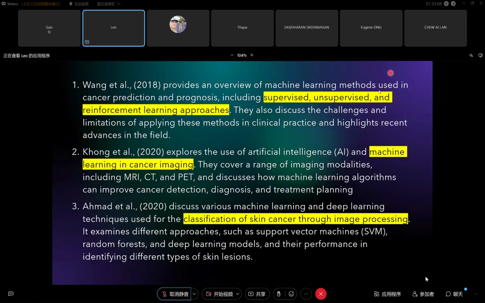So these are some examples of papers that have been proposed to use machine learning in medical studies, particularly in cancers. One provides an overview of machine learning used in cancer prediction and prognosis, and another explores the use of artificial intelligence and machine learning in cancer imaging. And last but not least, related to skin cancer is Ahmad in 2020, who discussed the various machine learning and deep learning techniques used for the classification of skin cancer through image processing.